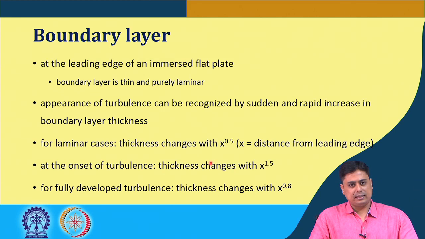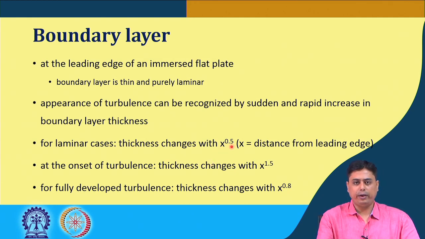In laminar cases, the thickness of the boundary layer typically varies with x to the power 0.5, where x is the distance from the leading edge. So, for the laminar case, the thickness of the boundary layer changes with x to the power 0.5, multiplied by certain prefactors, and those relations have been suggested by several researchers from their experiments, but typically it varies by this factor.